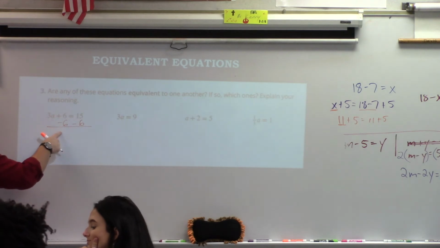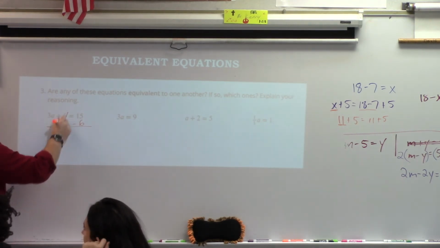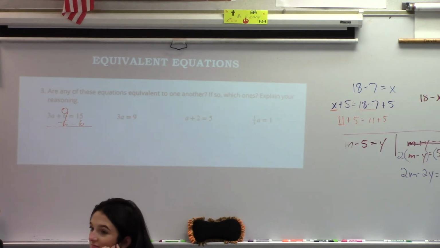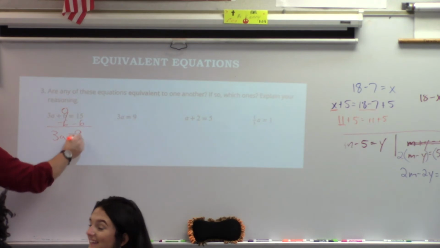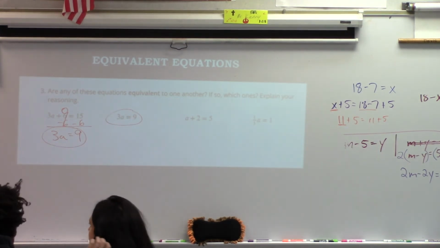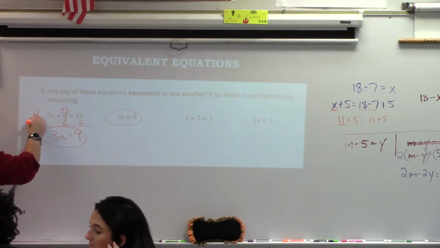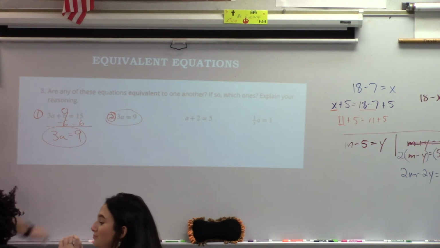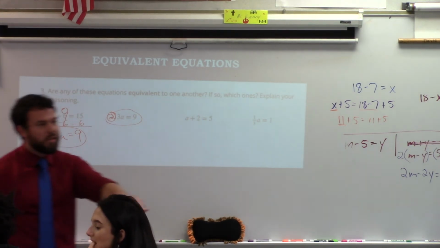Notice, what is 6 minus 6? Zero. It cancels out. So 3a is equal to 9. And this equals the second one. It's the same as the second one. So that means that this first equation and this second equation are what? The same. Equal. So they're equivalent, right? Equivalent.